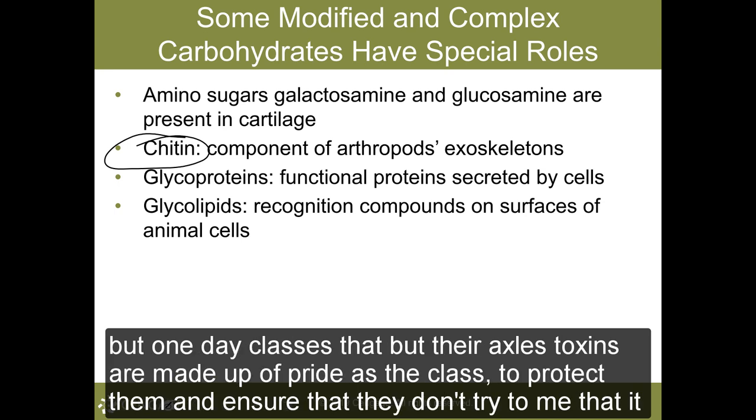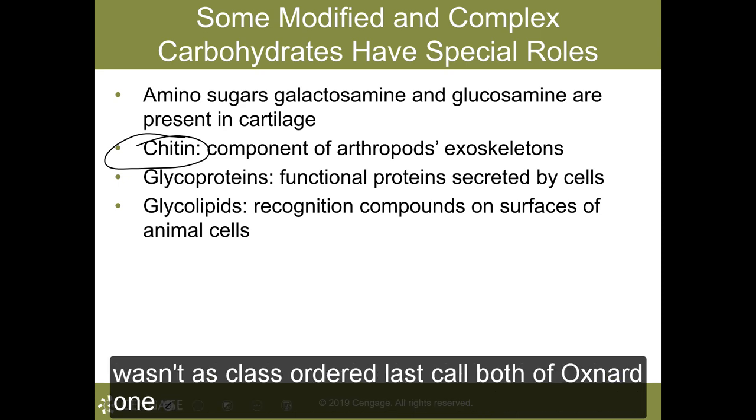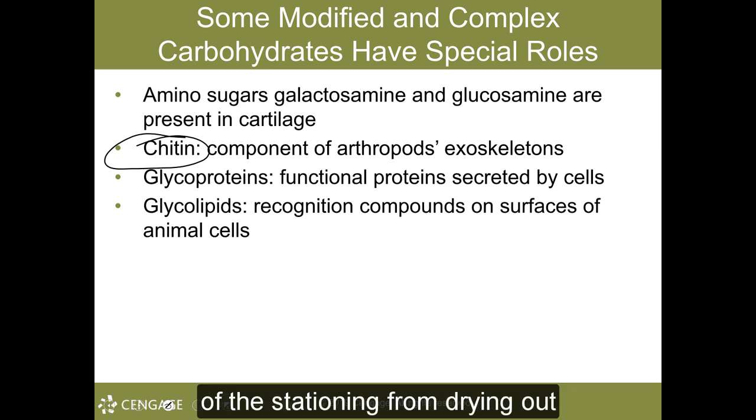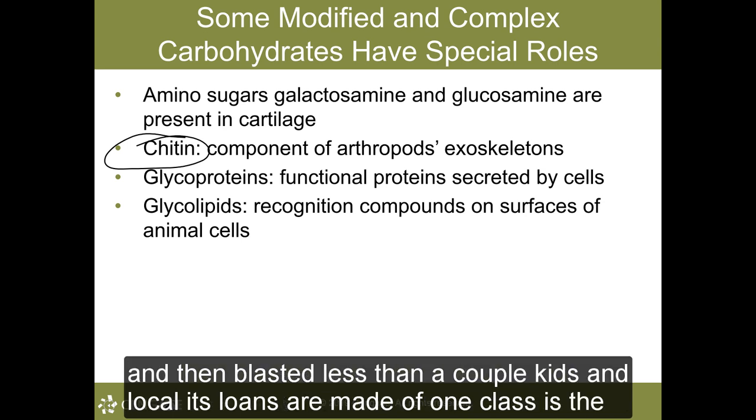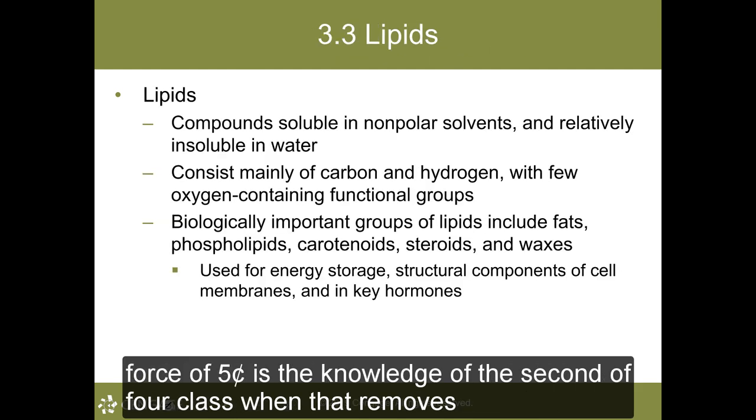But what I'm getting at, class, is that their exoskeletons are made up of chitin, and it's primarily to protect and ensure that they don't dry out, meaning protecting those insects, or protecting all those arthropods more broadly from desiccation, meaning from drying out. And then lastly, class, the glycoproteins and glycolipids are majorly important as being parts of our cells.